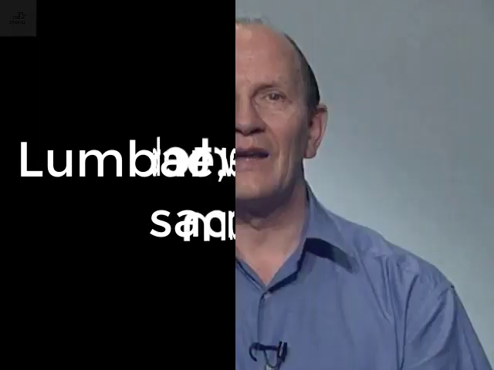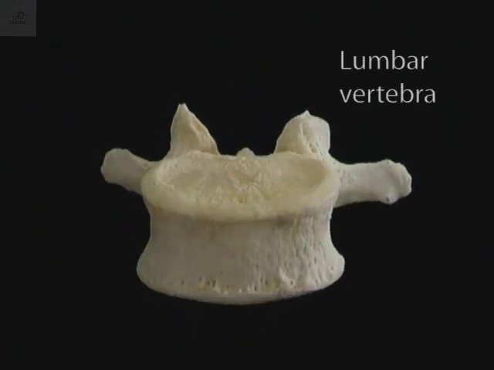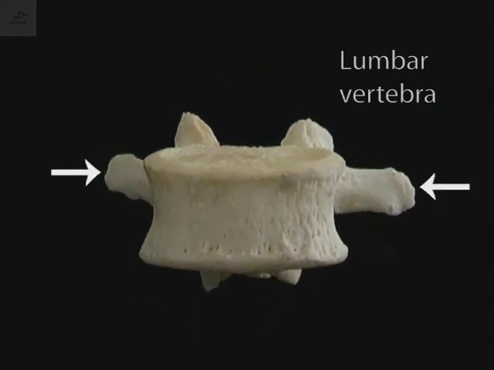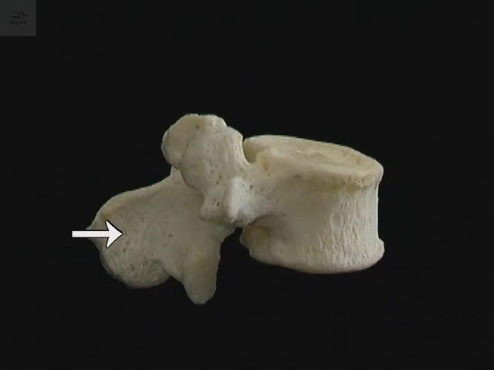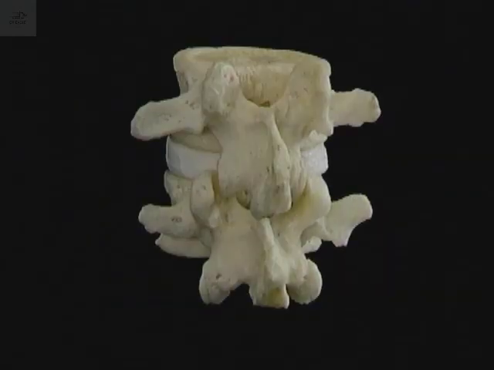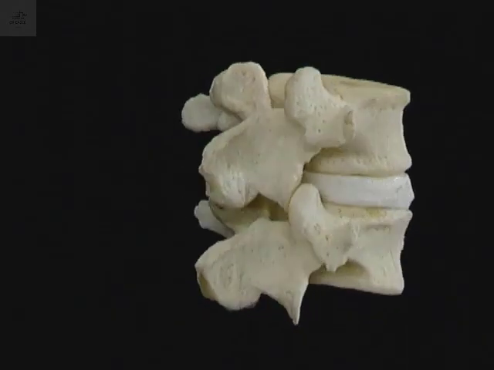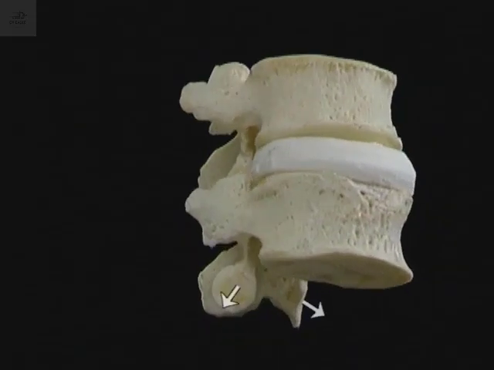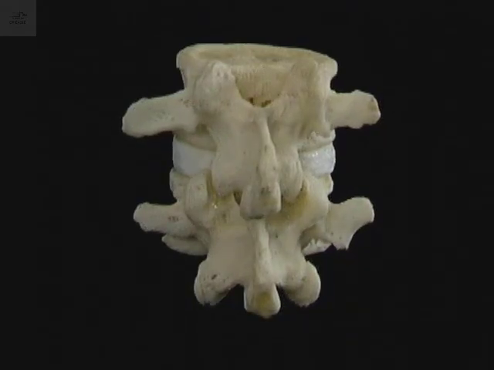Now, we'll take a look at a lumbar vertebra. The body is massive. The transverse processes are small. The spinous process is broad and points almost straight backwards. The upper articular processes of lumbar vertebrae face inward. The lower ones face outward. Because of this arrangement, there's almost no rotation between lumbar vertebrae.